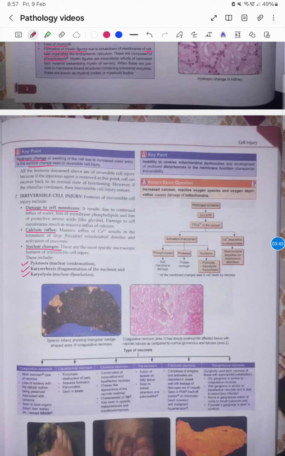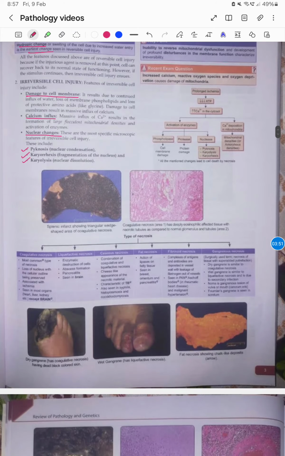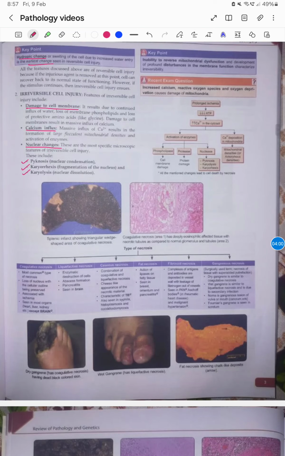Next is irreversible cell injury, that will lead to damage to the cell membrane, calcium influx and nuclear changes that include pycnosis, that is nuclear condensation, karyolysis, nuclear dissolution, karyorrhexis, fragmentation of the nucleus.